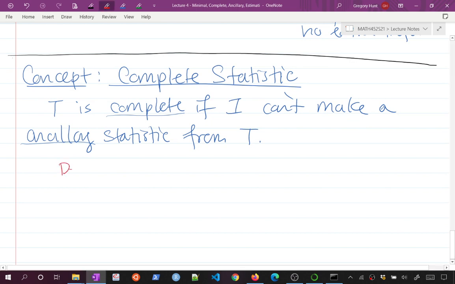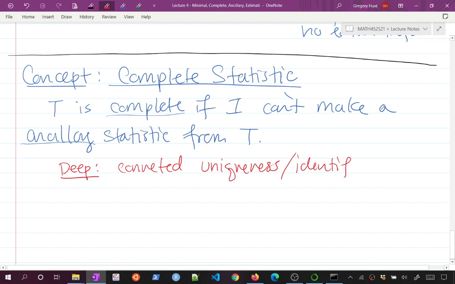Completeness is a super deep topic. It has a bunch of implications, a bunch of really cool ways to interpret it. I'm not even going to give a mathematical definition here. All I'm going to say is that it has a lot of connections to analysis and to functional spaces, and it is connected to ideas of uniqueness, or what statisticians call identifiability.